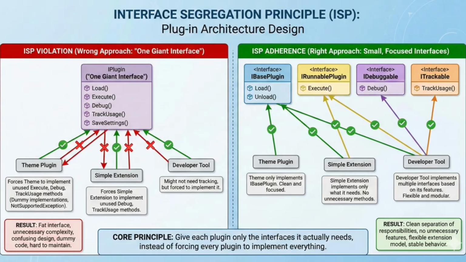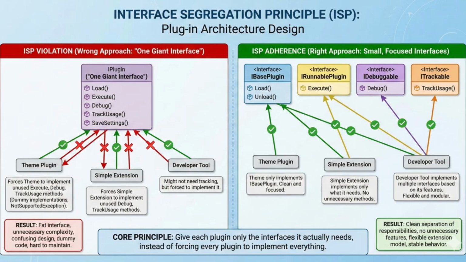If we design one giant interface like IPlugin with load, execute, debug, track usage, save settings, then every plugin must implement everything, even if it doesn't need debug or tracking. This creates unnecessary complexity and tightly coupled code.